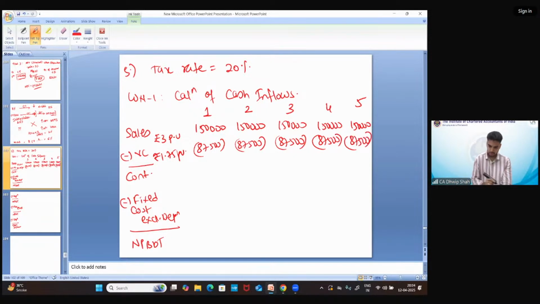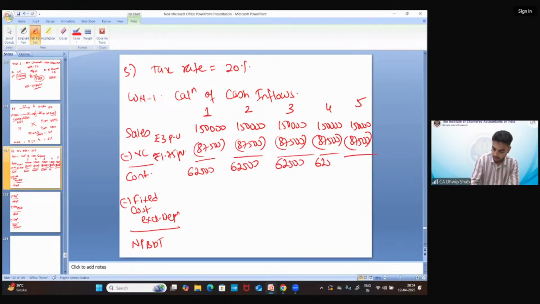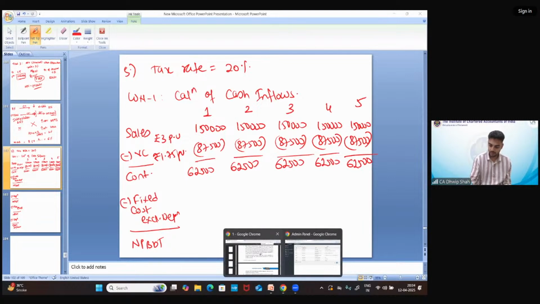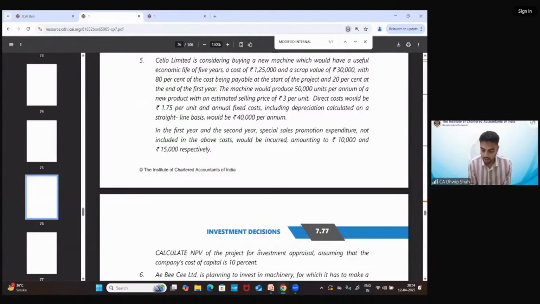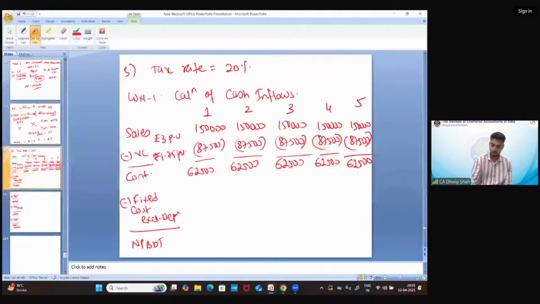ठीक है. So my contribution comes to 62,500. Now, fixed. How much is fixed cost? It is 40,000 per annum. But this 40,000 is inclusive of depreciation. And here we want fixed cost excluding depreciation.